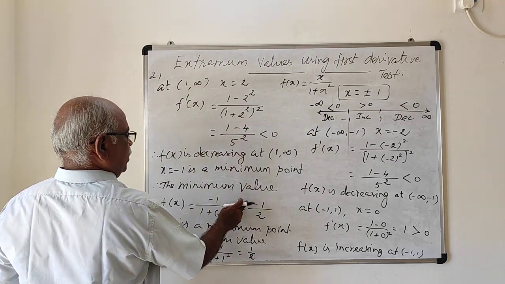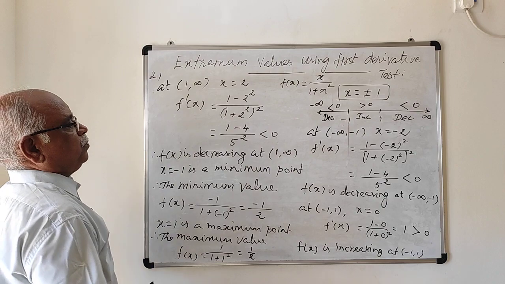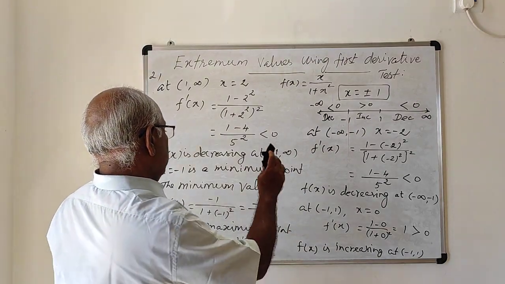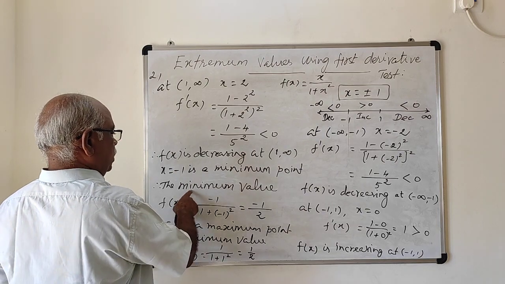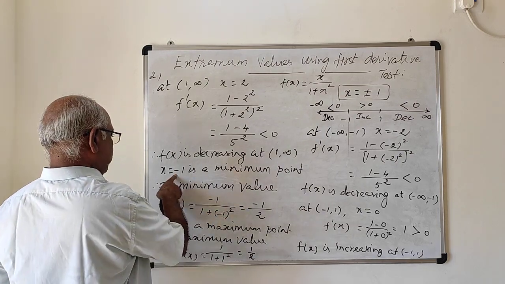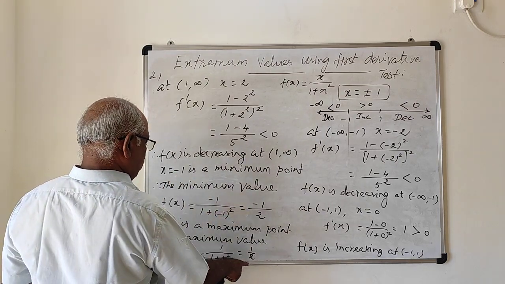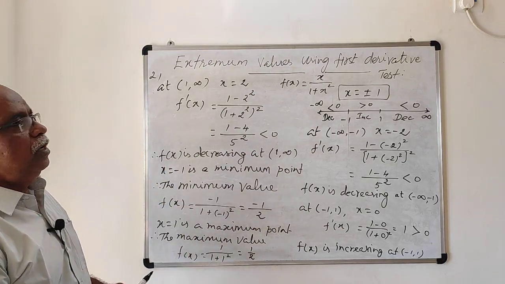So the minimum value is minus 1 by 2, and the maximum value is 1 by 2. That's all about the problem. The minimum value is minus 1 by 2 at x equal to minus 1. The maximum value is 1 by 2 at x equal to 1.